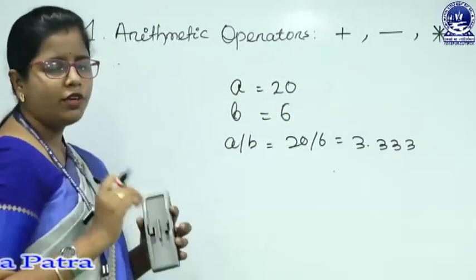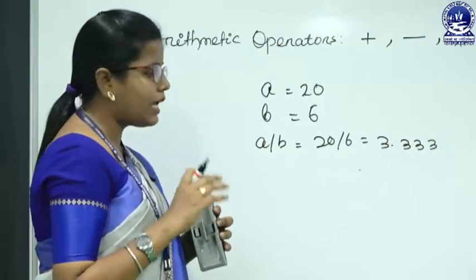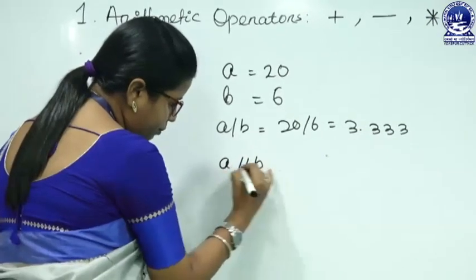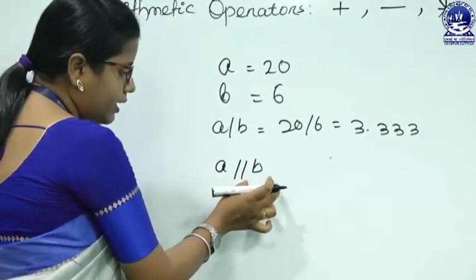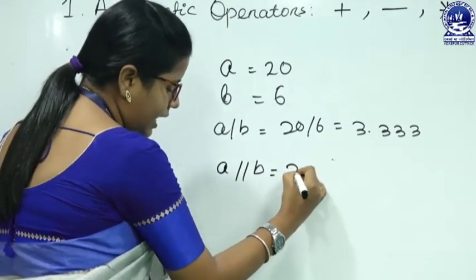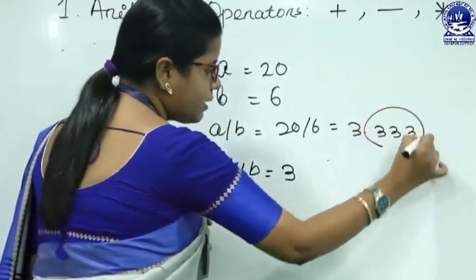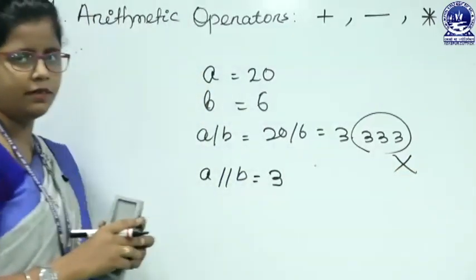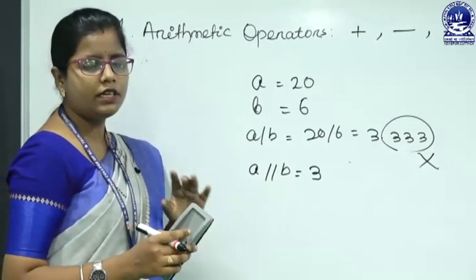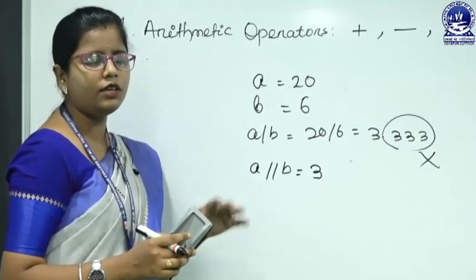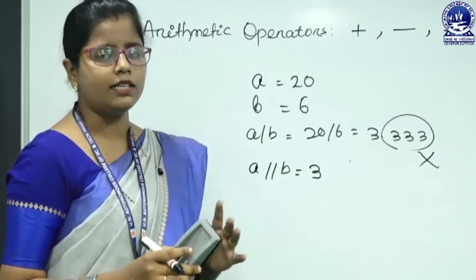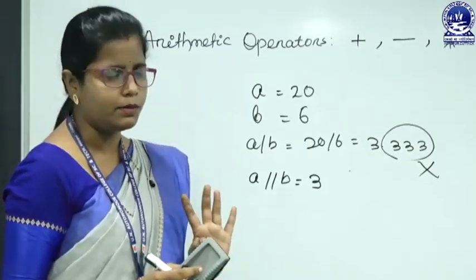But if we want to show the output as 3, then we can use the floor division, that is double slash. So here A double slash B, that means A floor division B will result as only 3. The fractional parts will get discarded. So this is the floor division. When we want the division result as an integer value, then we will go for the floor division. If we want accurate result, then we will go for the simple division.